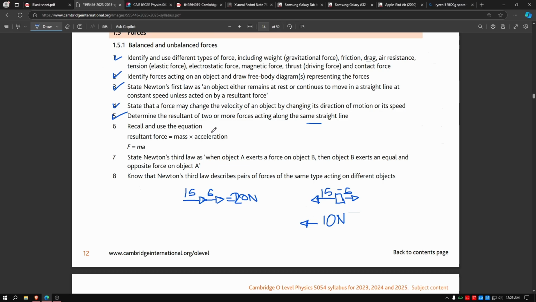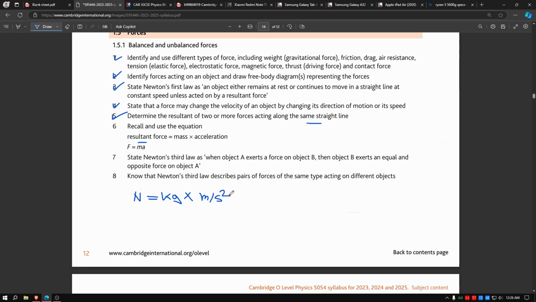Number 5, then recall and use the equation resultant force equals mass times acceleration. So this is a fundamental equation of motion. So resultant force in Newtons equals mass, which should be in kg, times the acceleration of the body, in meters per second squared.